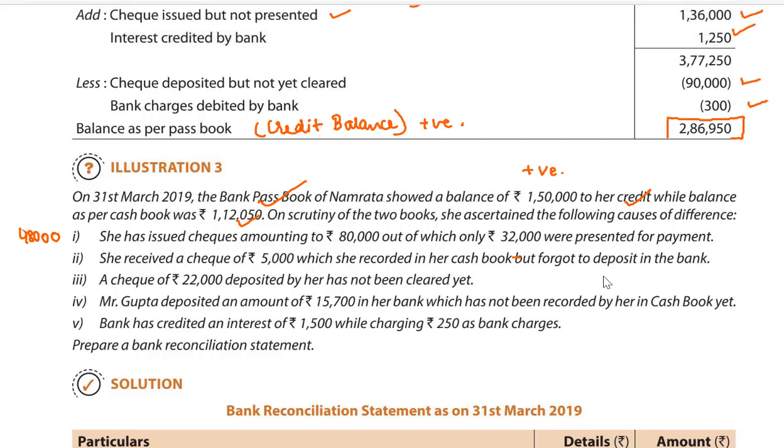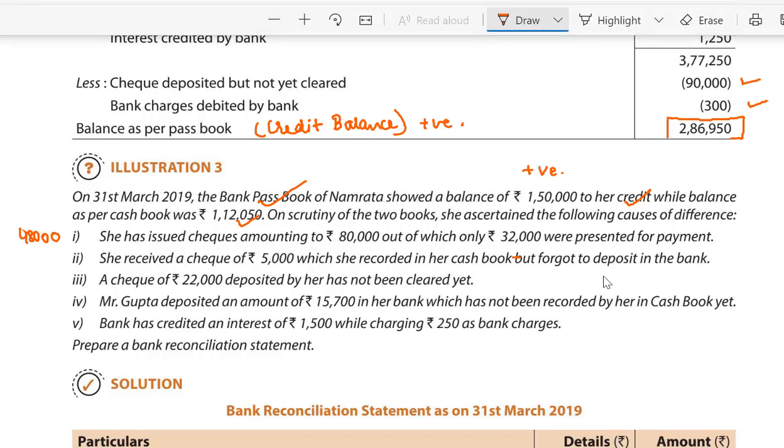Second, she received a check of 5,000 which she recorded in the cash book. There is an entry in the cash book but she forgot to deposit it in the bank. Okay. So over here, if you could see, she forgot to deposit in the bank, and we are making the transaction in the passbook only. We are doing changes in the passbook.